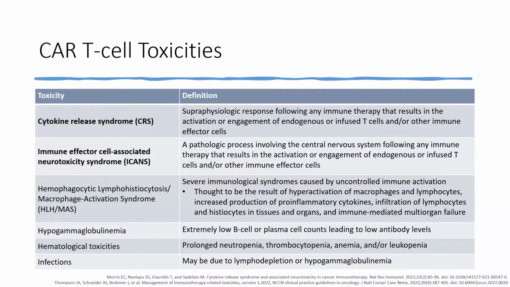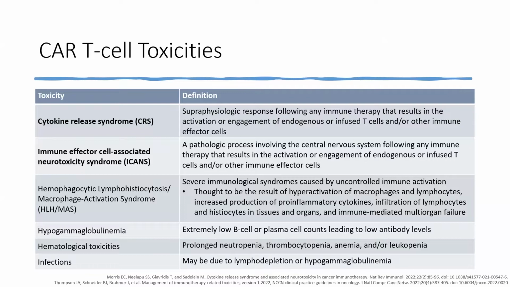And I'll go through the pathophysiology of CRS and ICANS a bit later, but other toxicities of CAR T cell therapy are HLH or MAS, which is a series of severe immunological syndromes caused by uncontrolled immune activation. And the clinical guidelines currently recommend to treat this similar to how CRS is treated. Hypogammaglobulinemia, which is essentially low levels of B cells or plasma cells. And this is a result of on-target but off-tumor side effects of CAR T therapy. And this may occur long-term, even in patients with a complete response after CAR T therapy. And you might see these patients treated with monthly IVIG.